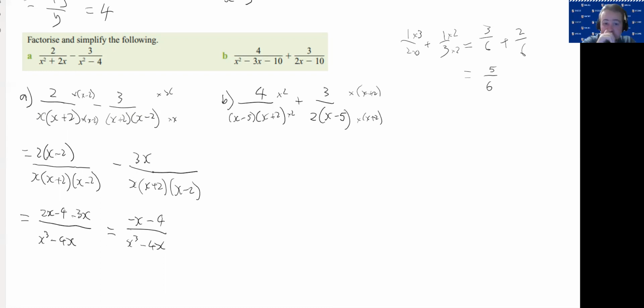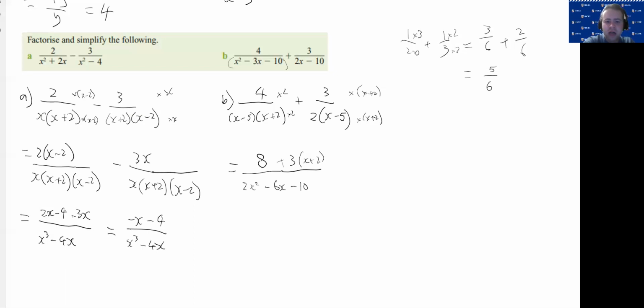Okay, and then I get 8, and then my bottom of my fraction is going to be that expanded form. So we can actually look at this already expanded one and then just multiply everything by 2 to get our denominator. So it's going to become 2x squared minus 6x minus 10. And then on top I've got 8 plus 3x plus 2.